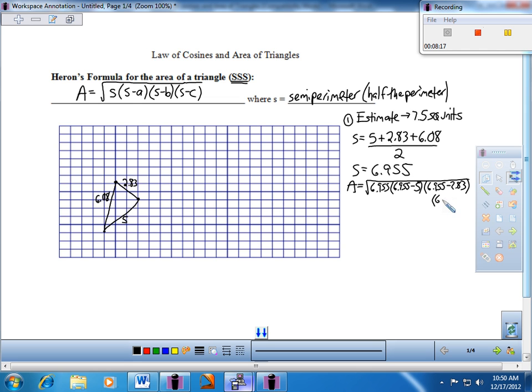And then also times S minus C, which is 6.08 units. All of that underneath the root, guys. And we'll type that in momentarily. Okay, so that's just our formula right there.